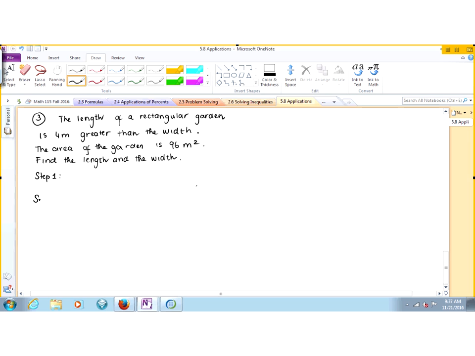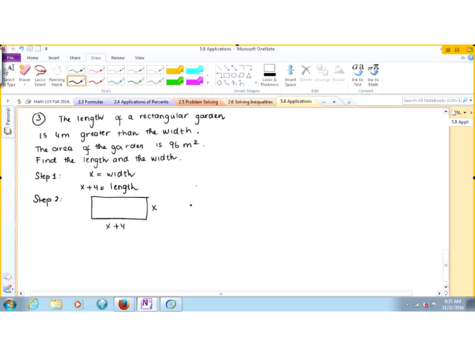All right, so step 1. Do we need a drawing for this? Yes, so let's draw it. Okay, so we have width and we have length. What do we know about the width? What do you want to call the width? X or W? X, okay, it's fine. Then what happens to the length if you call it X? Yes, so X plus 4. So X is the width. X plus 4 is the length. Good.